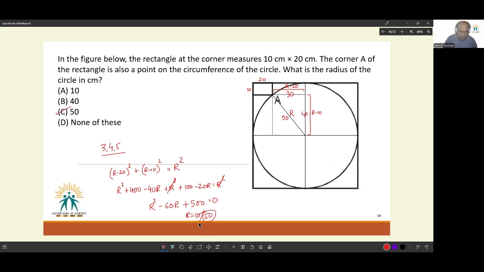You can solve it this way. Otherwise, you can simply know the only Pythagorean triplet in which the three sides are in arithmetic progression is the 3, 4, 5 Pythagorean triplet. So if I have R minus 20, R minus 10, and R, I directly can jump to 30, 40, 50 as the three side lengths.